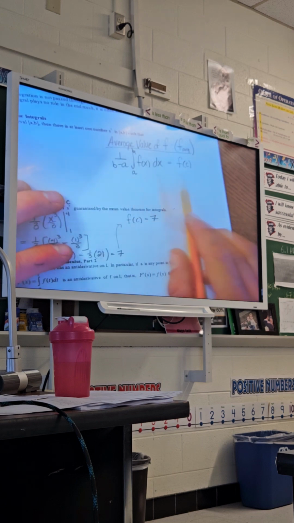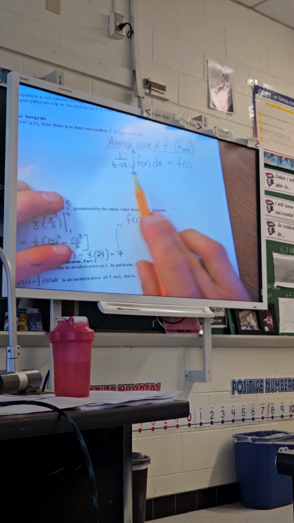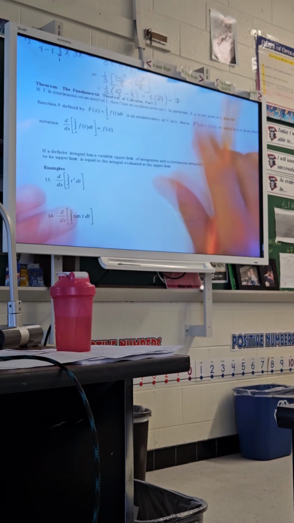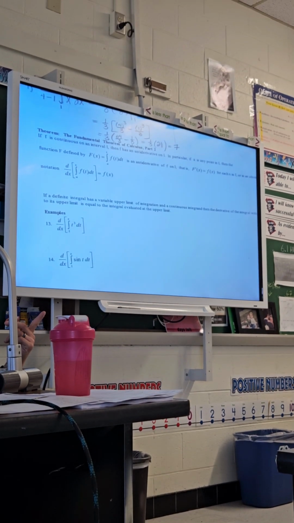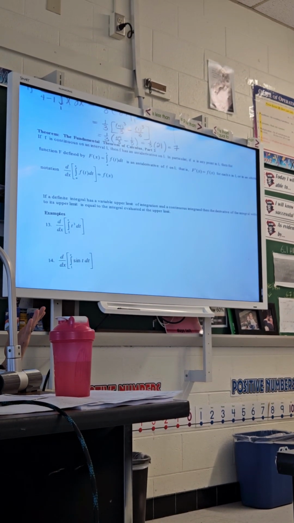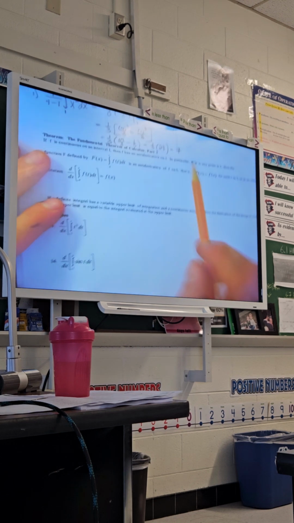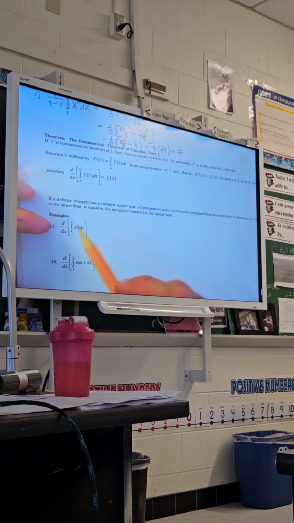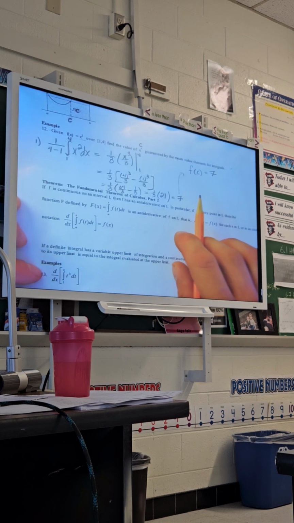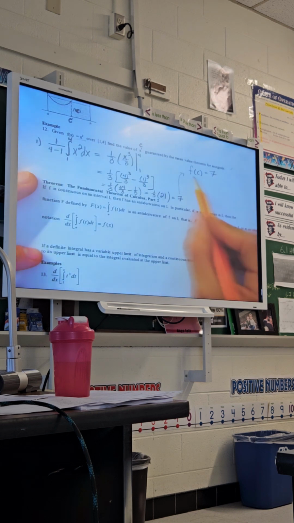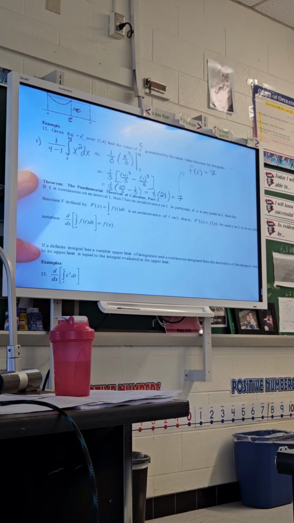This was f of c. We solved it, it's f of c. How do we figure out c? What's the x value? How do we do that? Take something, plug it back in. Yes. What's f of x? F of x is y. What's f of x for this problem?